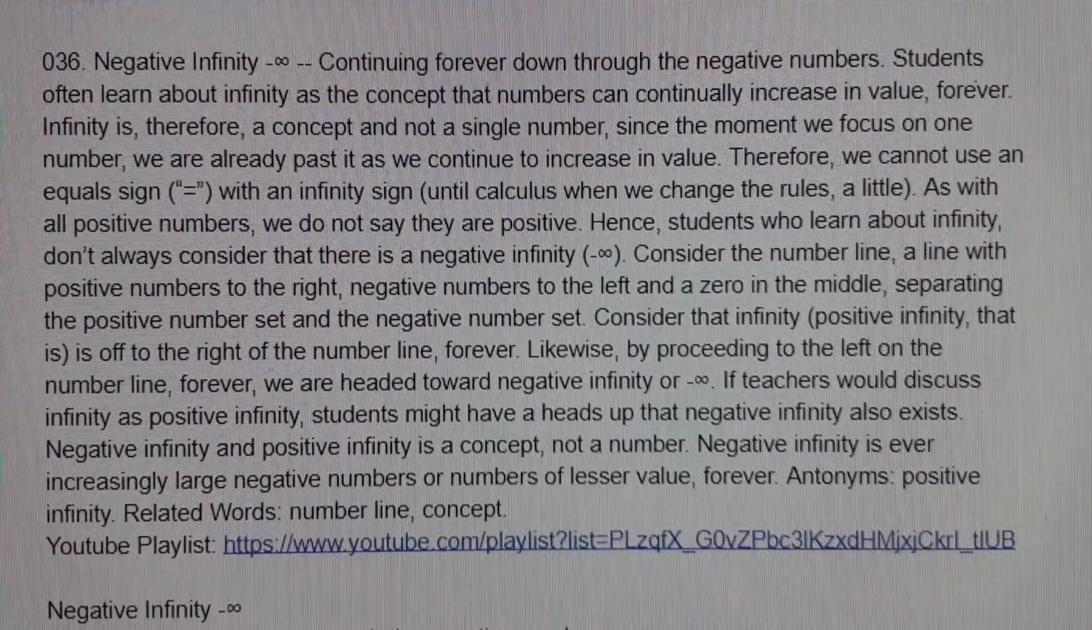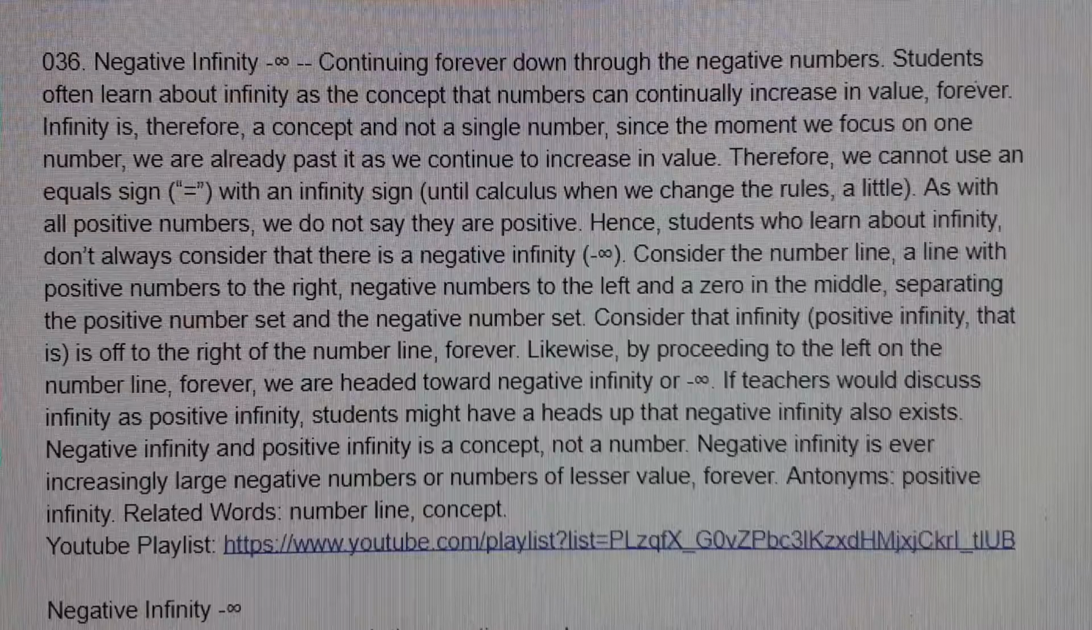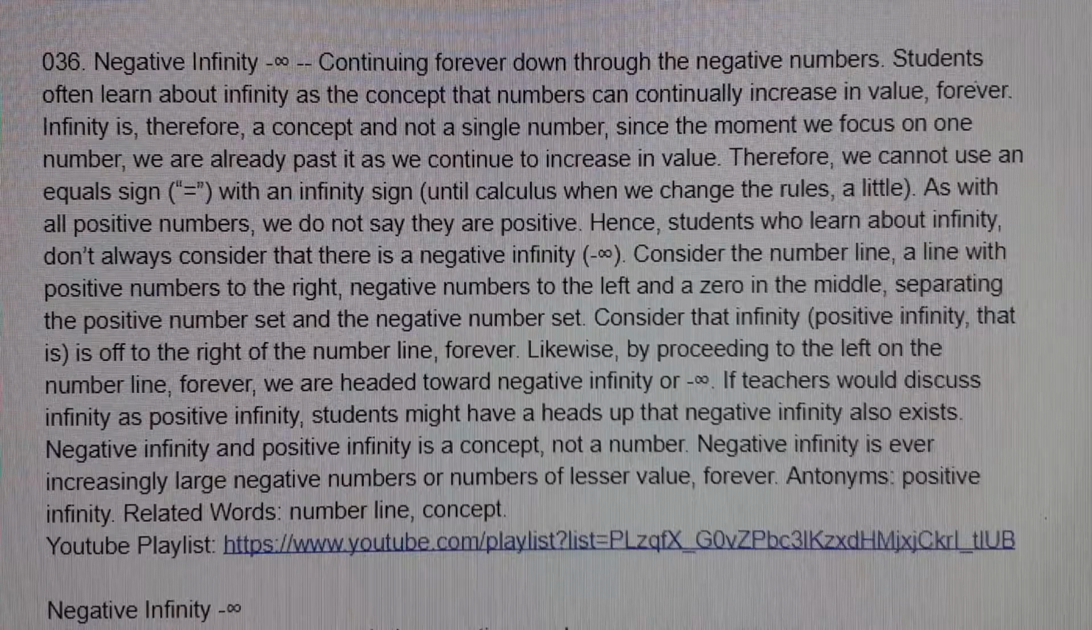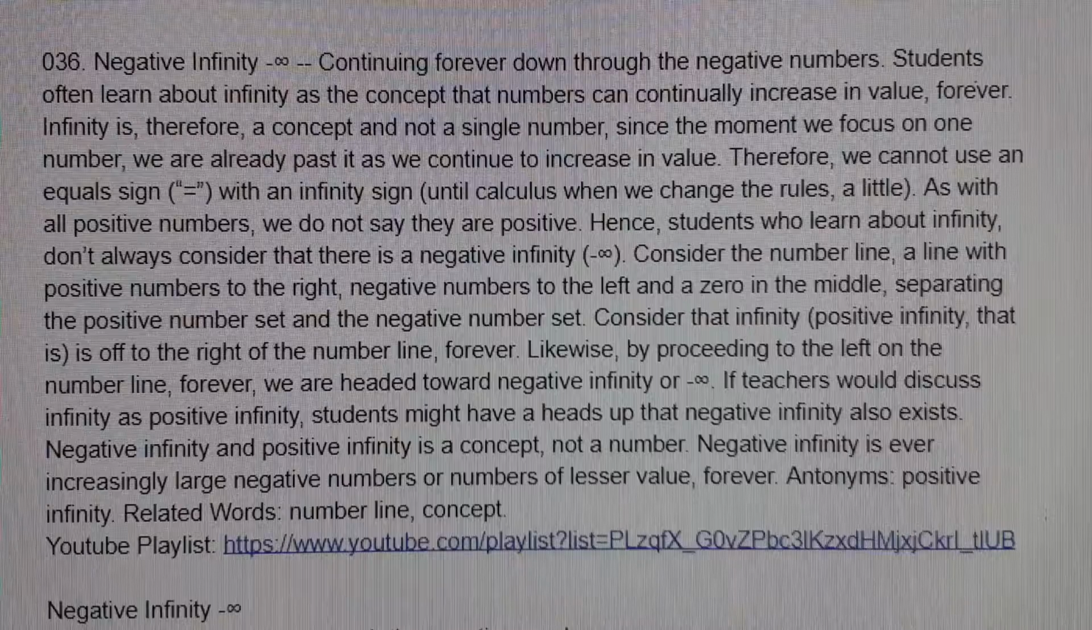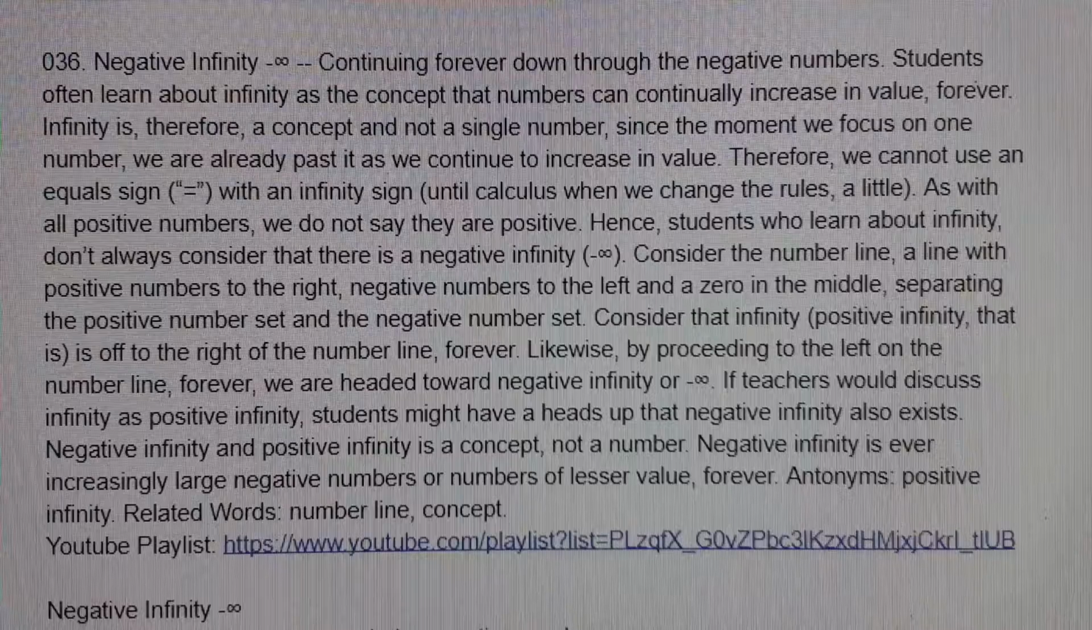Negative infinity, continuing forever down through the negative numbers. Students often learn about infinity as the concept that numbers can continually increase in value forever. Infinity is, therefore, a concept and not a single number, since the moment we focus on one number, we are already past it as we continue to increase in value.